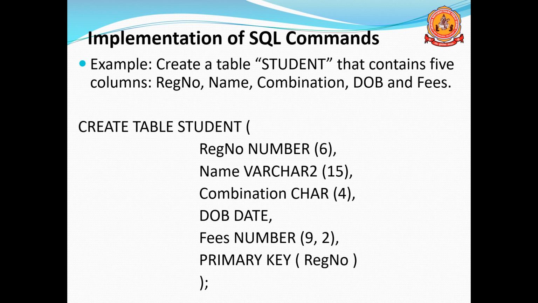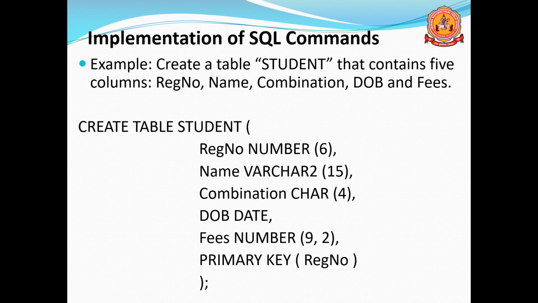The next one is fees. Fees are numbers, number 9, 2. See the difference. Register number is only 6, but for fees it is 9, 2. Sometimes fraction values are possible when you are going to pay the fees. Fractions are also possible, so I gave fees as 9, 2.